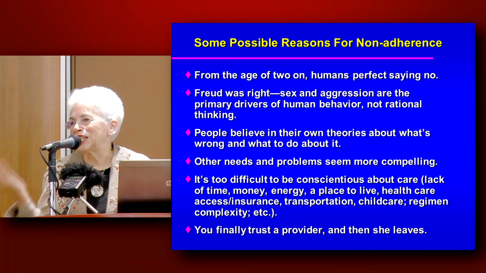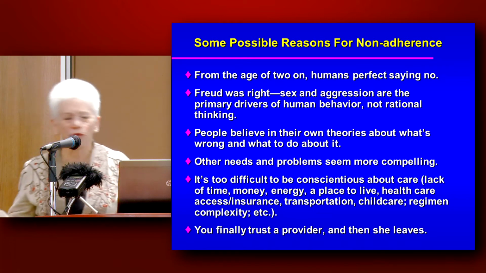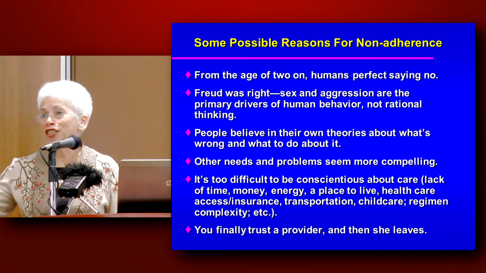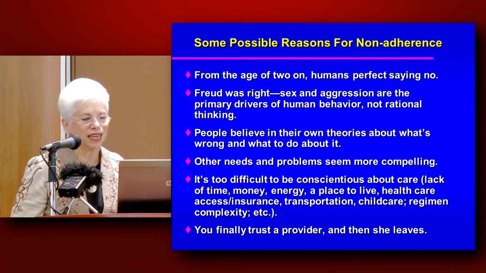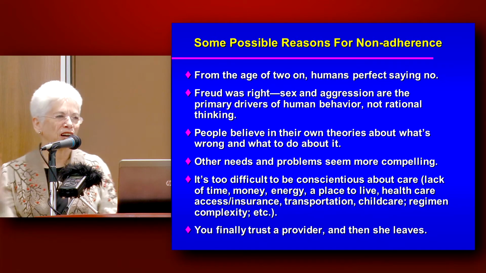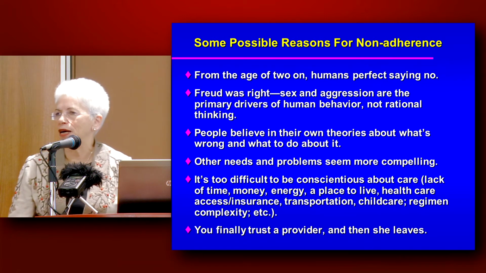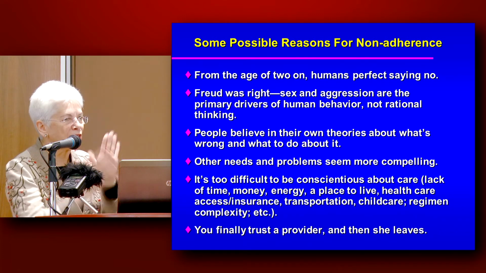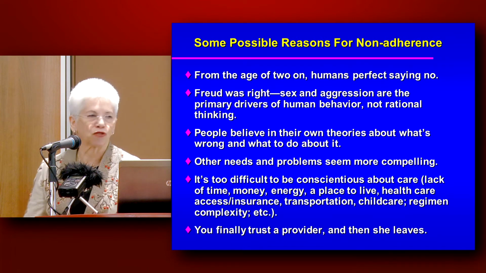And then it's just very difficult to be conscientious, and there are lots of reasons for that, whether it's lack of time or money or energy or a place to live or healthcare access, insurance, transportation. We can show every social variable that's associated with non-adherence, regimen complexity. People have a much easier time with 1 pill than 100 pills. And then we also have the issue of continuity. You finally come to trust a provider and the provider leaves. And provider turnover is a high time of people dropping out of care.